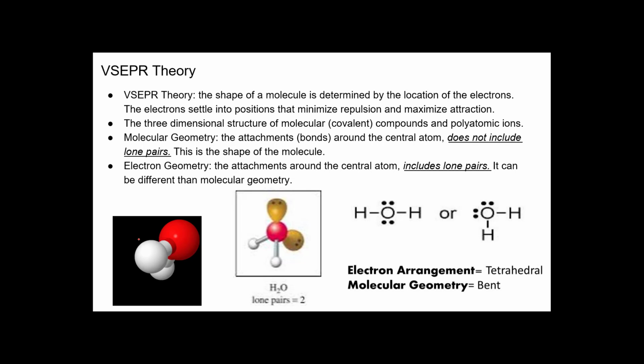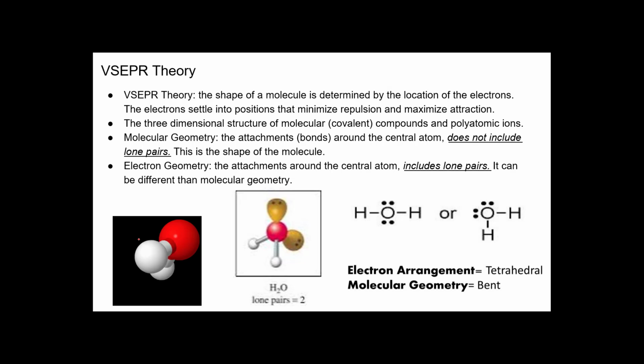So Lewis structure helps us get into VSEPR theory because we need to know the shape of these molecules. When we write them out flat, we really cannot see them in a three-dimensional arrangement. And none of these molecules are flat. That's not how they work. So with VSEPR theory, we learn how to put them in these shapes that allow the electrons to settle in positions that minimize repulsion and maximize attraction. So they're set in just enough way to have attractions to other compounds and minimize the repulsions between themselves. So that's the three-dimensional structure of a molecular covalent compound and polyatomic ions.